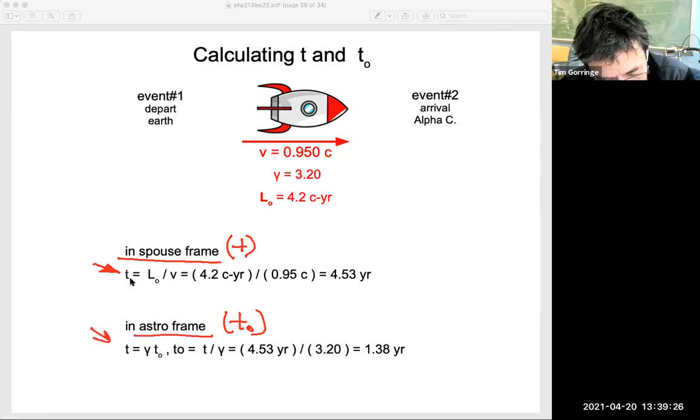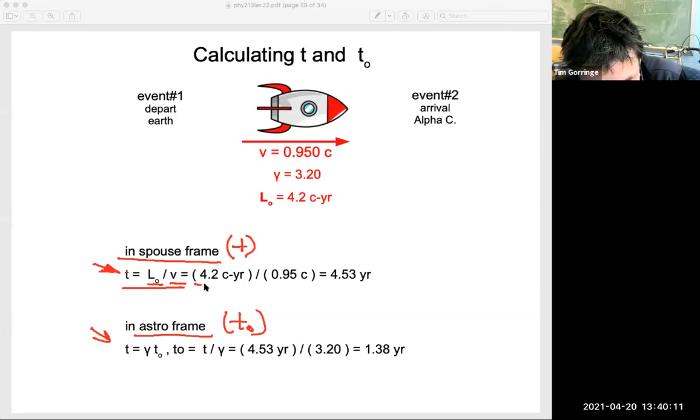So to figure out the dilated time, let's use the relationship between the distance traveled, the time taken, and the speed. That's something we met in Physics 211. The speed is the distance traveled divided by the elapsed time, so the time taken is the distance traveled divided by the speed. The distance traveled, as seen by the spouse, is the proper length, and the speed is the speed of the astronaut.